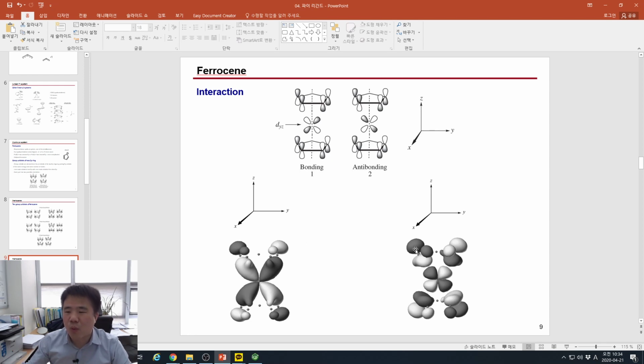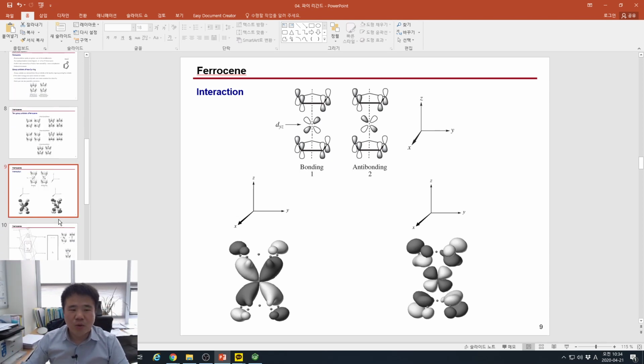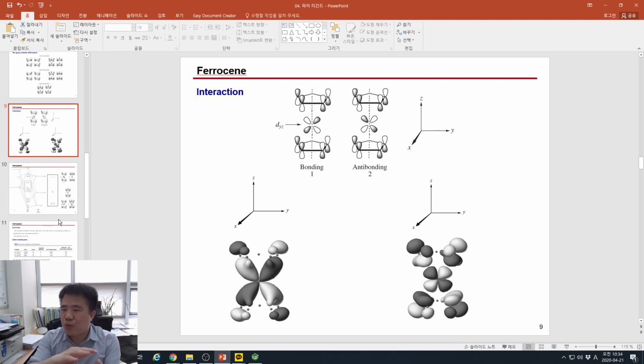So we can draw all of the interactions of ferrocene. You don't need to do all of the interactions. I mean, conceptually you can understand, but you don't need to do it by yourself.